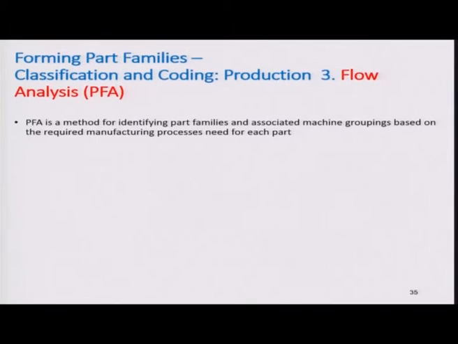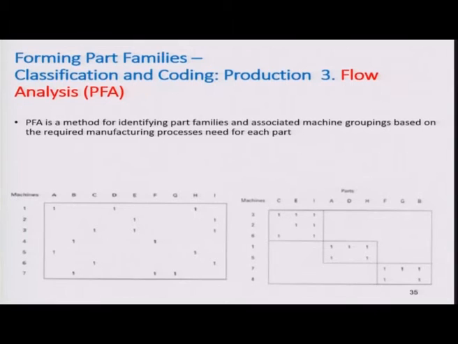Now this is the third type of coding system. This is called flow analysis, and product flow analysis is a method for identifying part families and associated machine grouping based on the required manufacturing process needed for each part. Here you can see machines M1, M2, M3, M4, M5, M6, M7, and the part families A, B, C, D, E, F. So what you are doing is making a flow system, giving 1s.